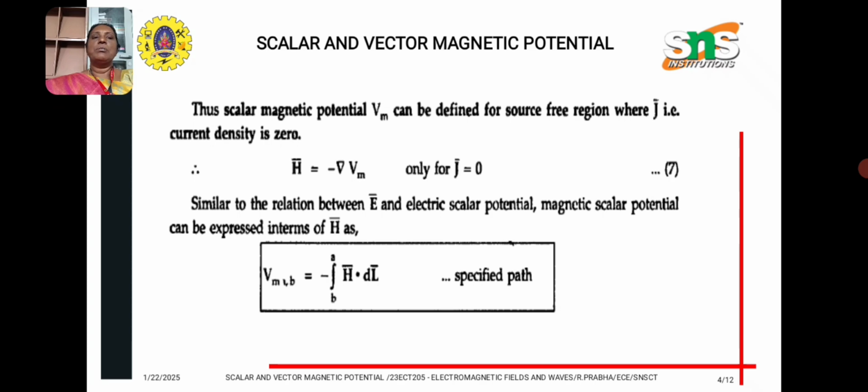The scalar magnetic potential Vm can be defined for a source free region, that is where the current density J is 0. H vector is equal to minus del Vm, and this is only for the source free region where J is equal to 0. Similar to the relation between the electric field and the electric scalar potential, the magnetic scalar potential can be expressed in terms of the magnetic field H as Vm,ba is equal to minus integral from b to a of H dot dl over a specified path.